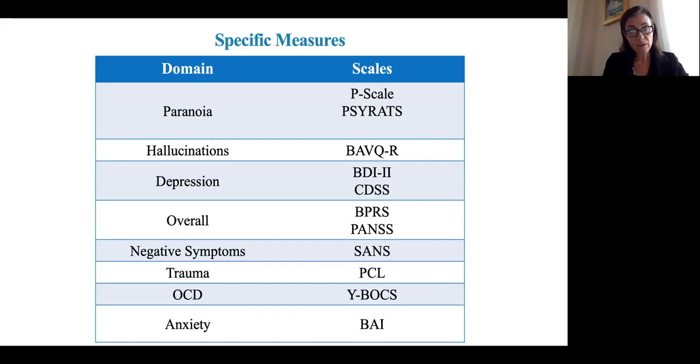Another measure is called the PSI-RATS, which actually measures delusions and hallucinations. Then there's a really interesting measure that we'll talk about later called the BAVQ, the Beliefs About Voices Questionnaire Revised. And that is assessing a lot about the person's beliefs about the voices, which is extremely handy when you're trying to do cognitive behavioral therapy, because you need to know those beliefs in order to intervene with them.